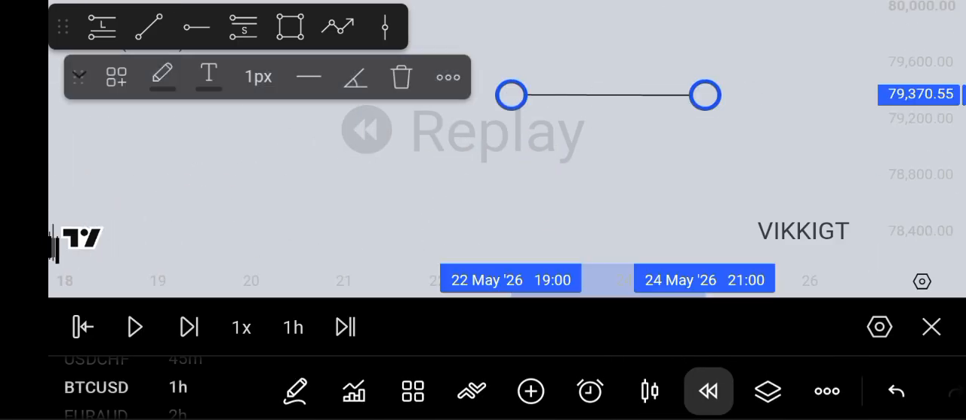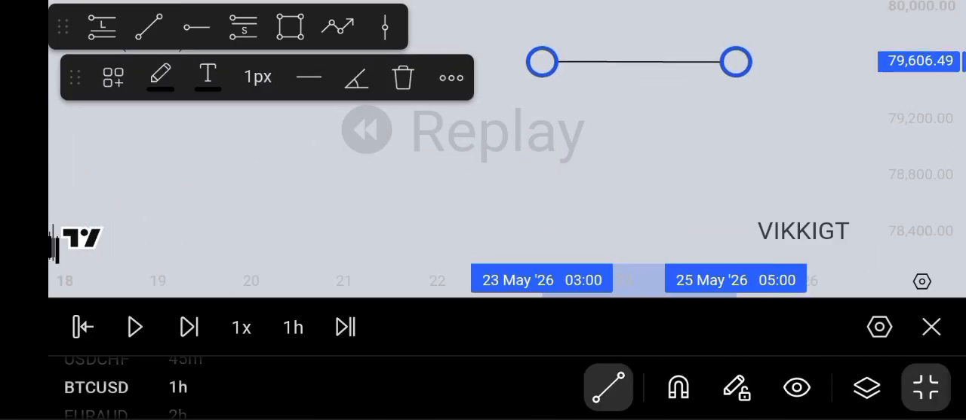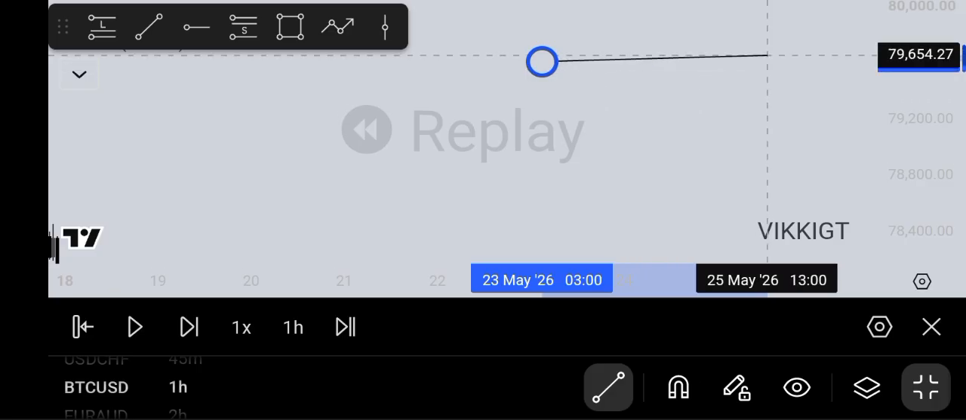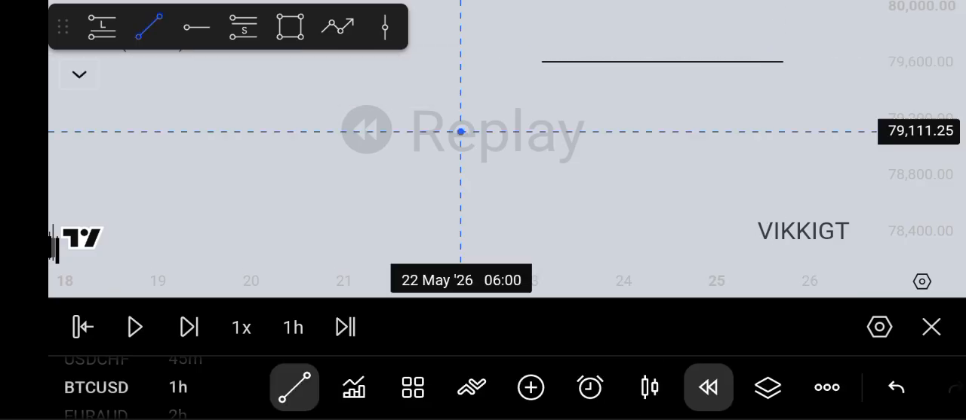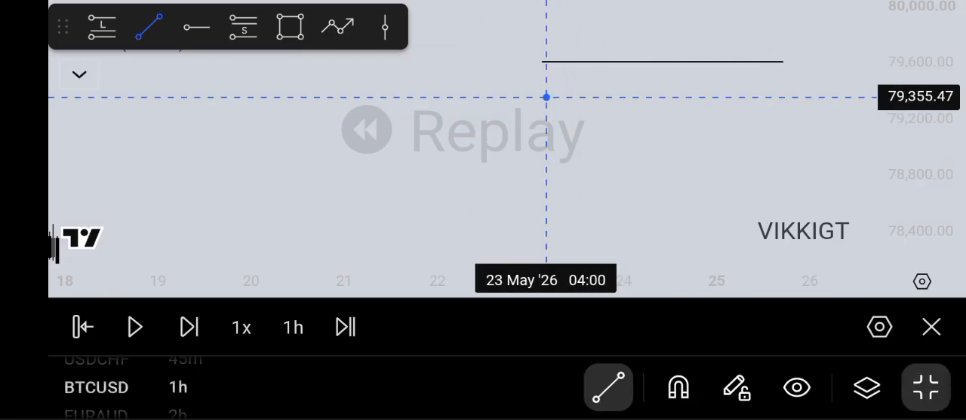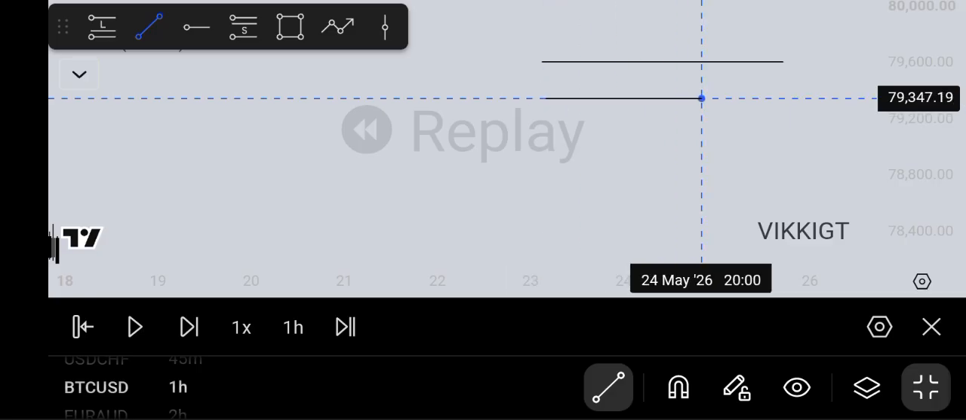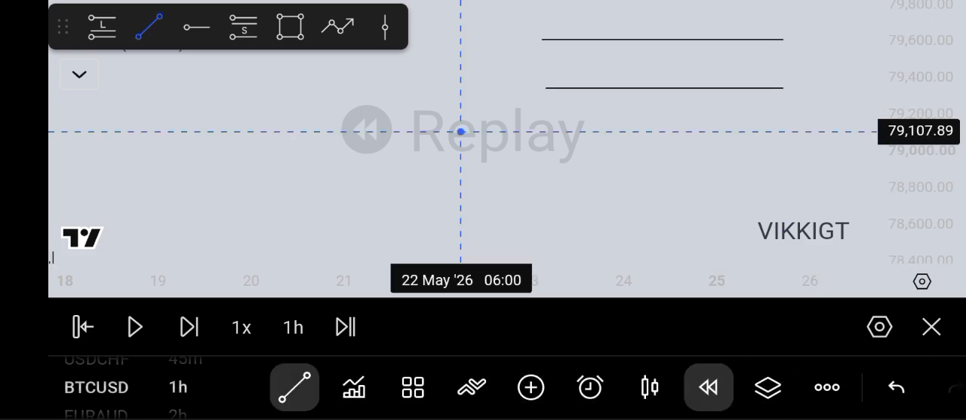So you find your bias. Let's just say this is our bias. You find your bias. What next do you wait for? On the entry time frame or the lower time frame, wait for a sweep and a break of structure. That will confirm your bias that yes, you're actually going to the upside or to the downside.